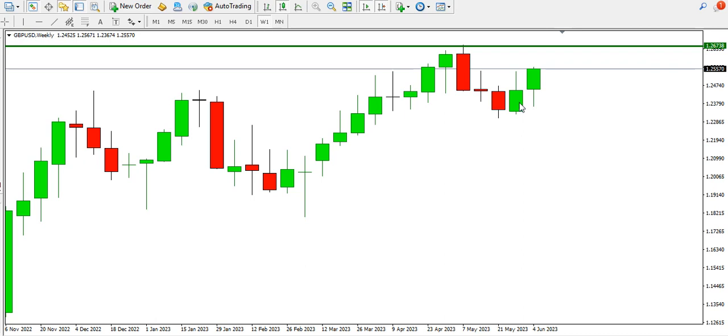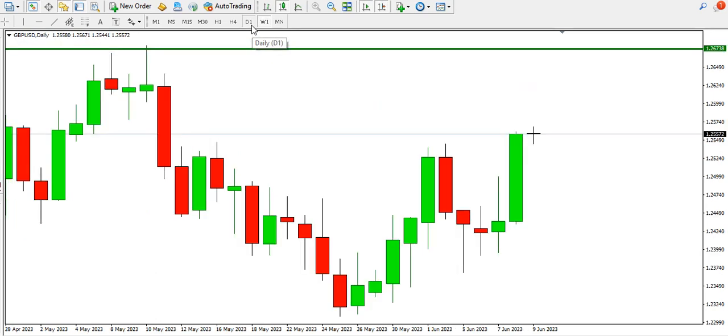We have the previous candle also being a bullish candle, and the high of the previous weekly candle has been broken. Price has broken the high of last week's candle, and price is ticking up to the 1.26738 level. That's our likely target as we look for buying opportunities on cable, that is GBPUSD. Let's take a look at the daily time frame.